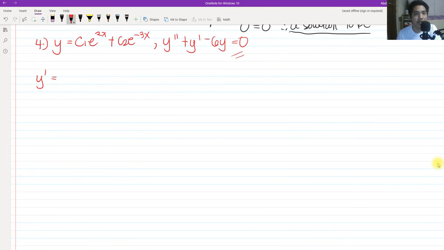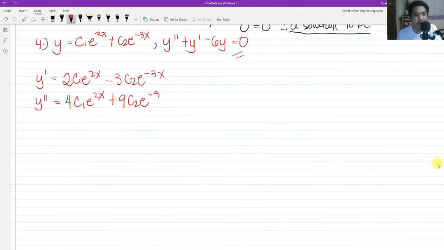We get y prime first, before y double prime. So we have to differentiate by each term. We have 2c sub 1 e raised to 2x, and since this is negative 3, this becomes negative 3c sub 2 e raised to negative 3x. That's the first derivative. For the second derivative, applying the same rule, this becomes 4c sub 1 e raised to 2x, and negative 3 times negative 3, so this becomes positive 9c sub 2 e raised to negative 3x.